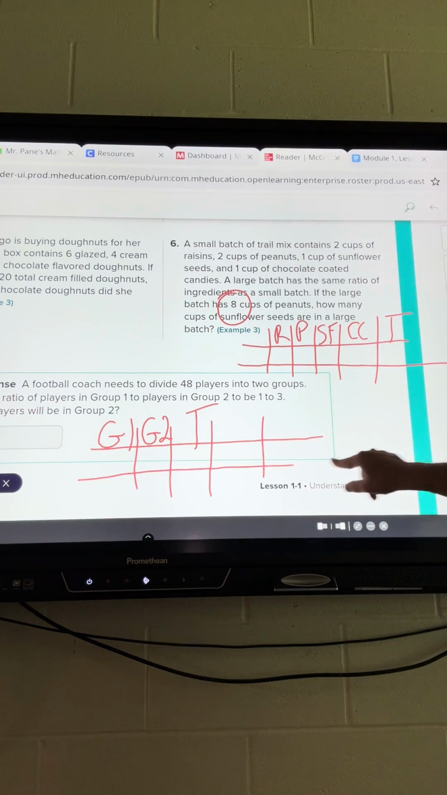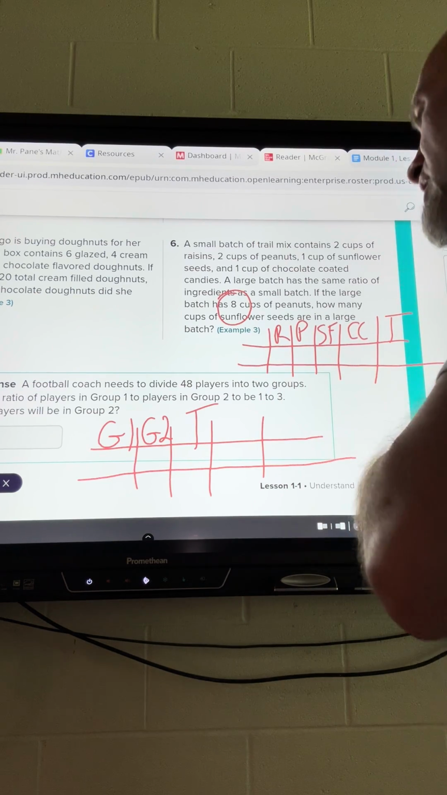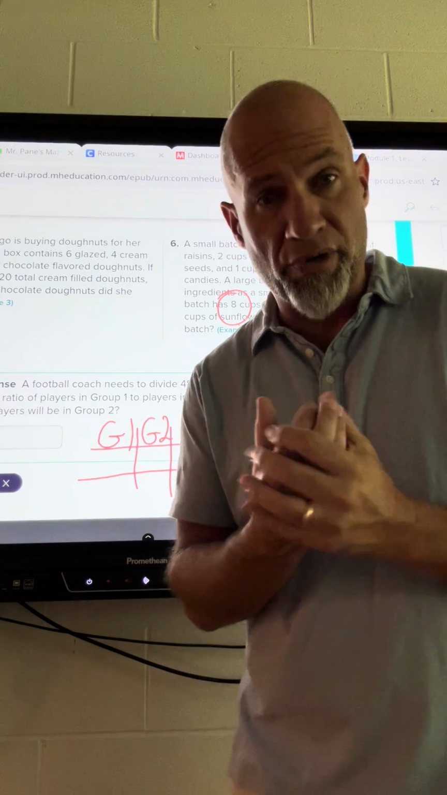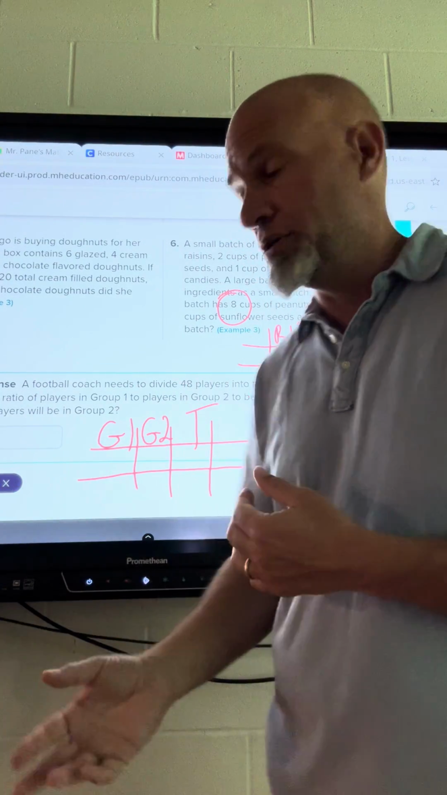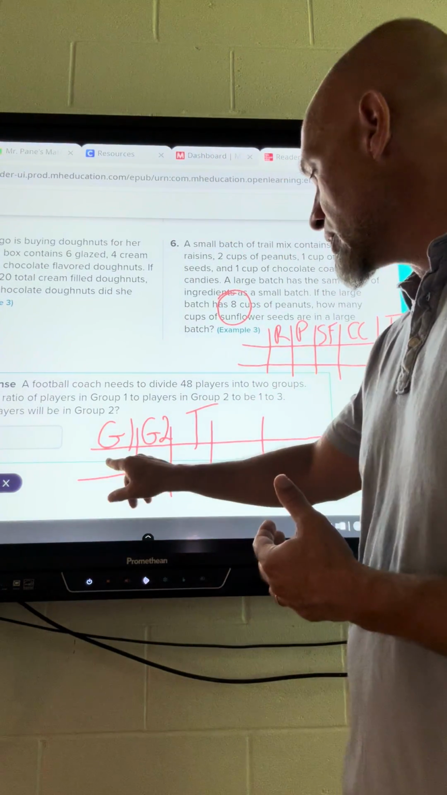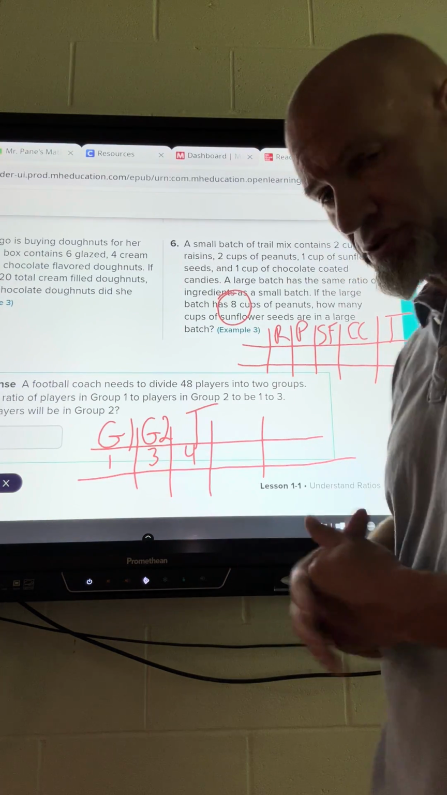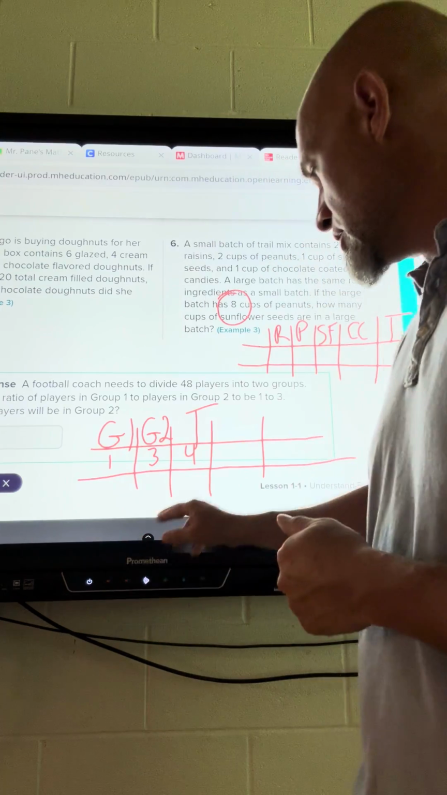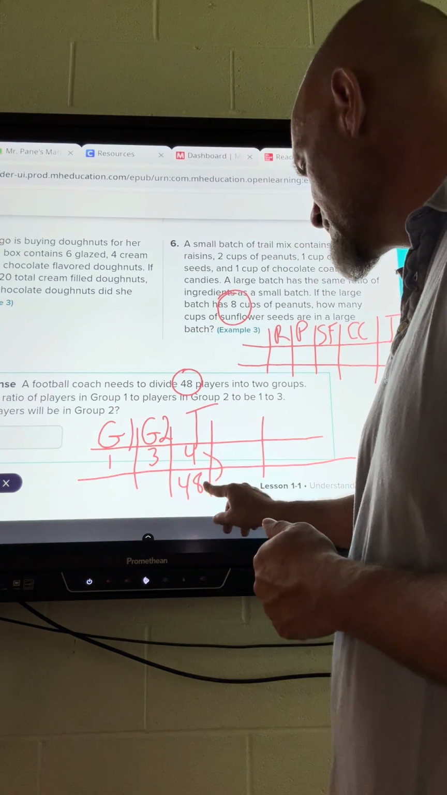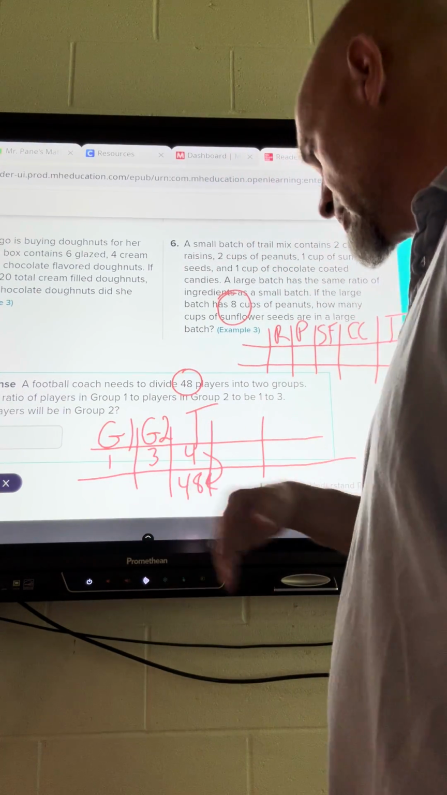So you might be asking, well, what would I put in here for group 1 and group 2? It doesn't really say how many players. It says that he needs to divide 48 players. So what you would do is take that original ratio of 1 to 3, and that's what you're going to use. If group 1 to group 2 has to be 1 to 3, that means the 1 would go under group 1 and the 3 would go under group 2. And that would be a total of 4 students. So then you could plug in the 48 underneath the total of 4 and ask yourselves, what would you have to do to that 4 to get 48?